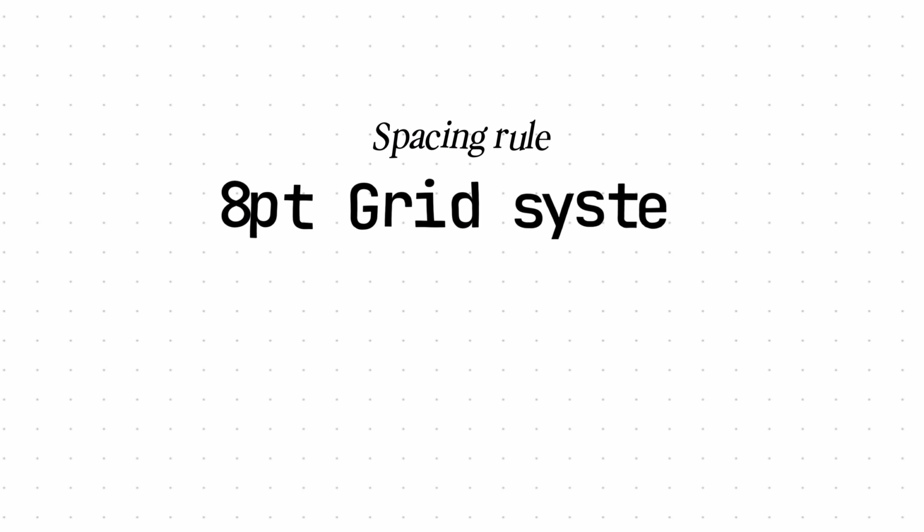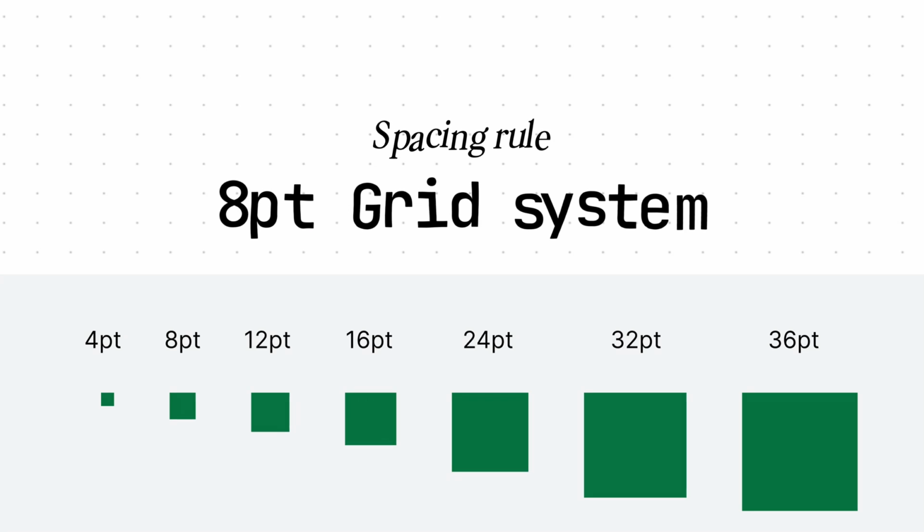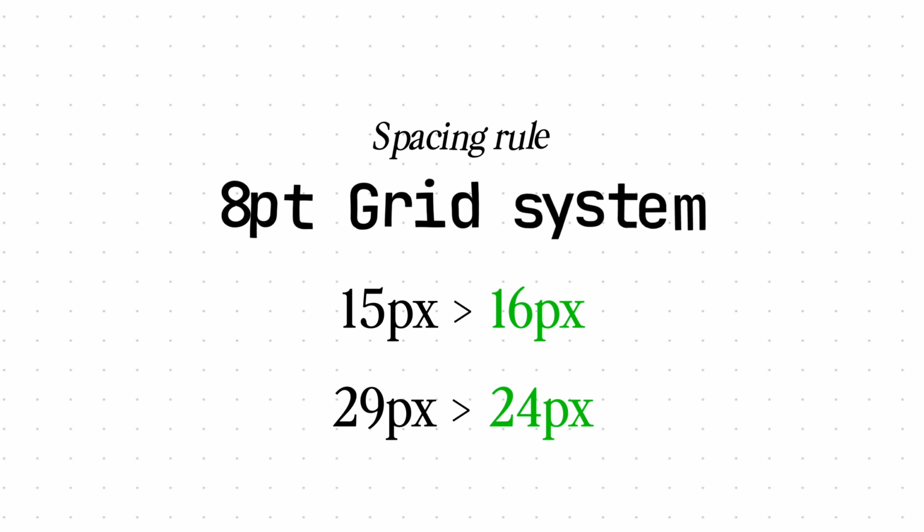It's called the 8-point grid system. Basically, any number you use needs to be divisible by 4 or 8. So instead of 15 pixels, we're gonna use 16 pixels. Instead of 29, it will be 24.